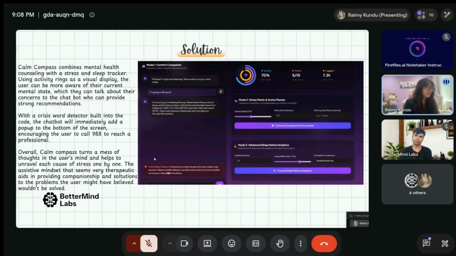Overall, Comm Compass turns a mess of thoughts in the user's mind and helps them unravel each cause of stress one by one. The assistive mindset that seems very therapeutic aids in providing companionship and solutions to the problems the user might have believed couldn't be solved before.